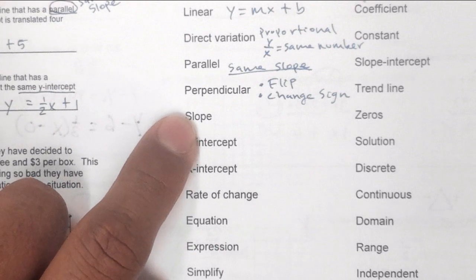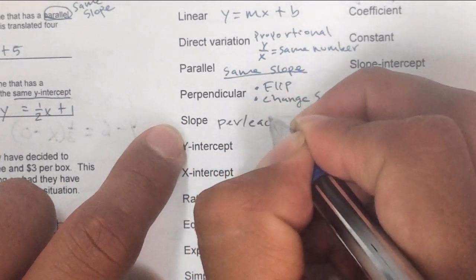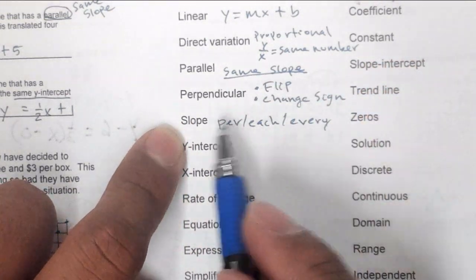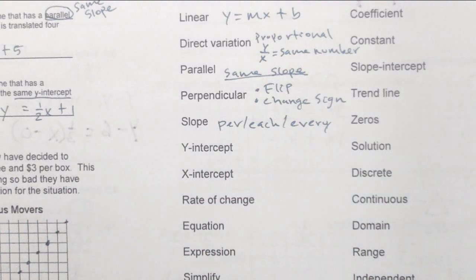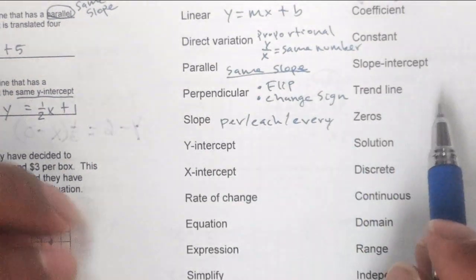Okay, slope, you can write so many things about slope. You can write the word per, each, every. Those are the keywords in a word problem that will tell you, okay, this number is the slope. This has to be next to the x. And there's so many other things that we can write, but this is the space that I have.